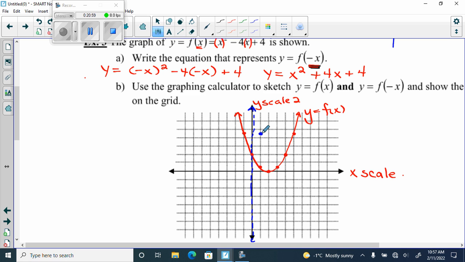What about this one that's right on the reflection? Stays there, it's the invariant point. And then what about 1, 1? It's going to become negative 1, 1. 2, 0 is going to become negative 2, 0. 3, 1 is going to become negative 3, 1. All my x's are being negated. 4, 2 is going to become negative 4, 2. And then 5, 9 is going to become negative 5 and 9.